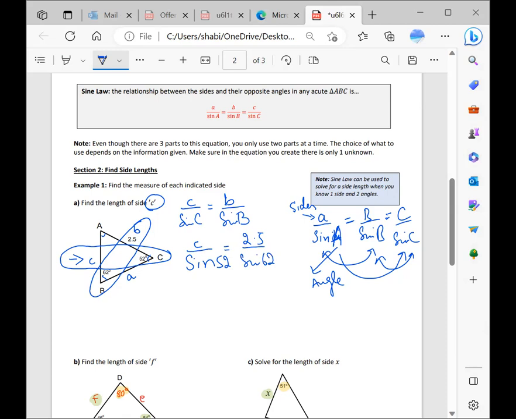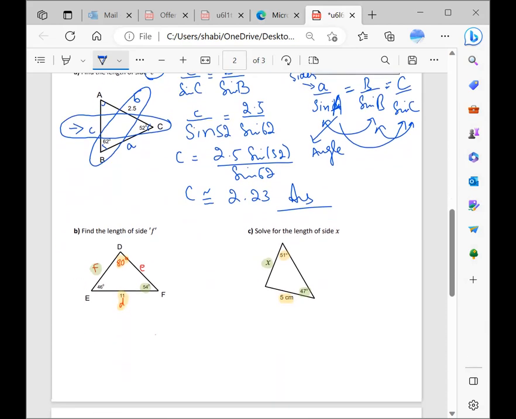Now, in order to solve it, first of all I have to find out what sine 52 is and what sine 62 is. If I find it out, it will be easy for me to answer. But I can also write it like this: c equals 2.5 times sine 52 over sine 62. I simply cross multiply it. Now, if I simply put it in my calculator, I will get my answer, which is approximately 2.23. That is my answer.